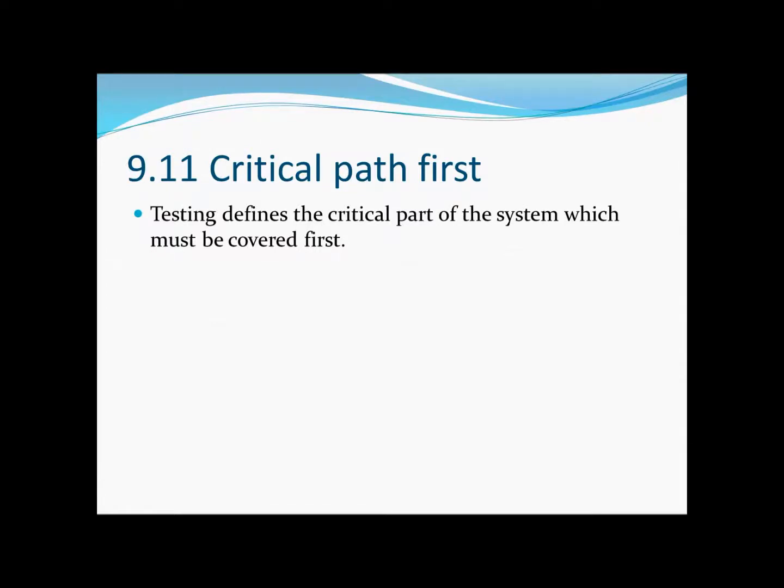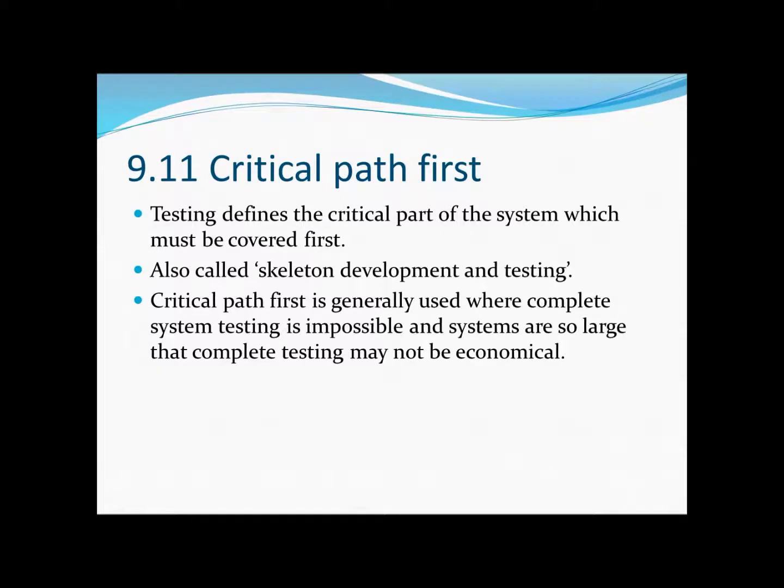Critical path first is where testing defines the critical part of the system which must be covered first. It is also called skeleton development and testing. Critical path first is generally used where complete system testing is impossible and systems are so large that complete testing may not be economical.